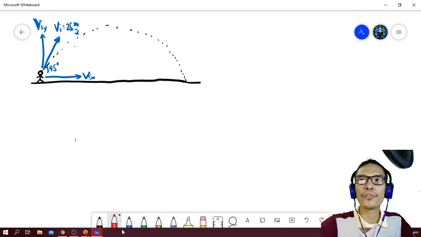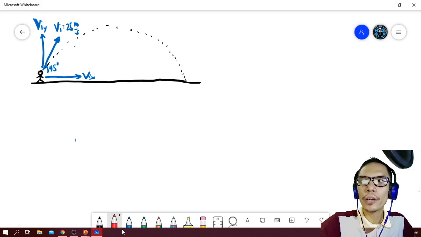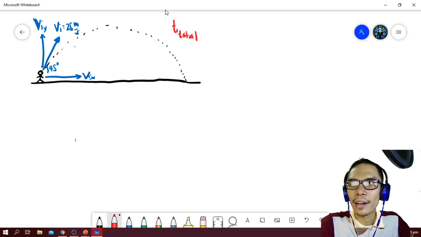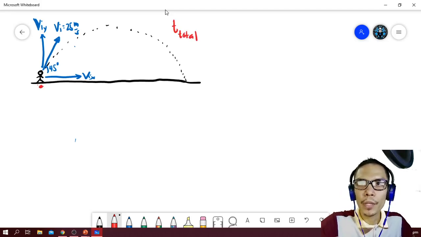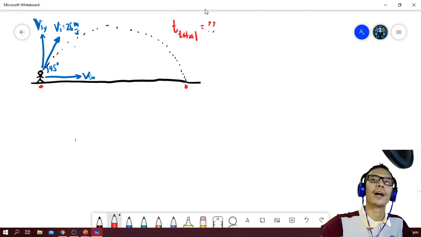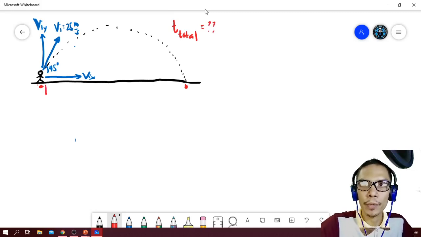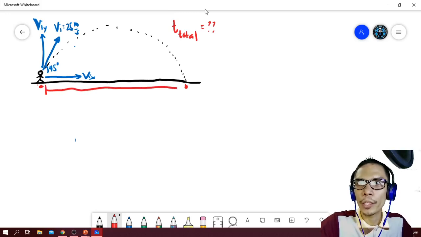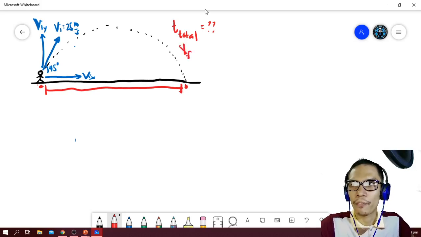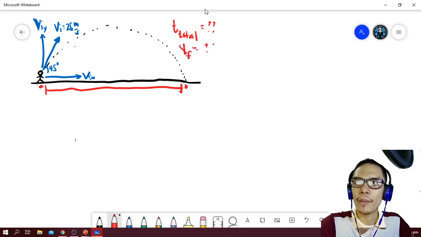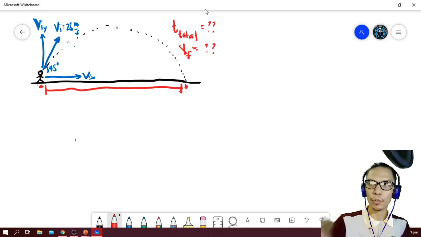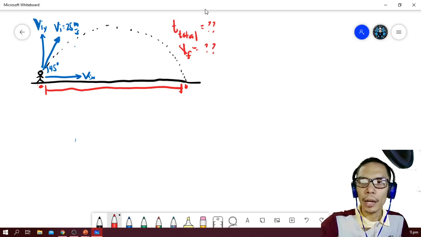Now, the problem was looking for the following. How long is it in the air? That will be the total time, t total. From this point down to this point, that's the total time, and we don't have it yet. Next one is the range. From this point down to the point where the projectile lands, that is the range, x sub f. So we are looking for x sub f. These are the two things that we are going to look for.